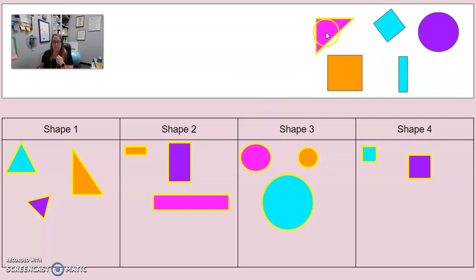All right, what about this one? 1, 2, 3 sides. Is it going to go in bucket 1, 2, 3, or 4? Where's it going? Hopefully you said bucket 1.